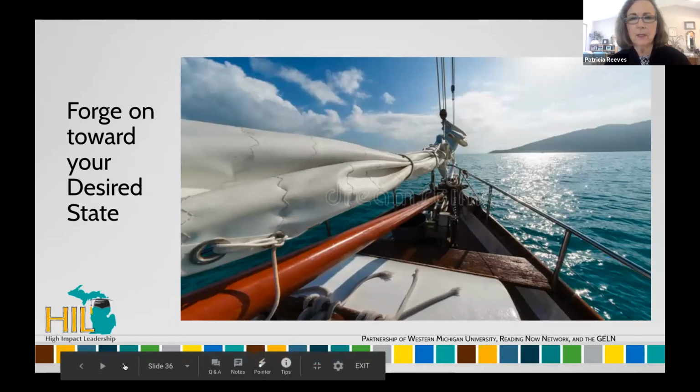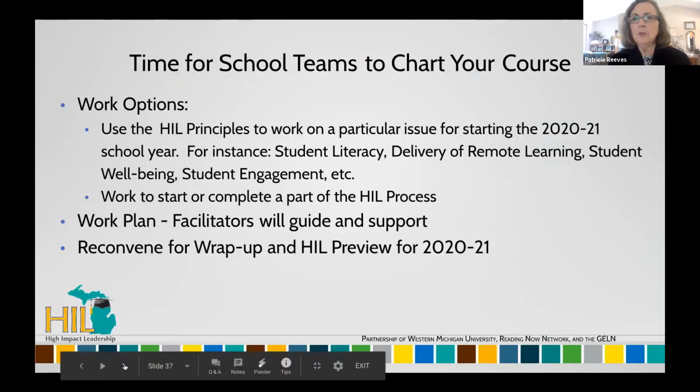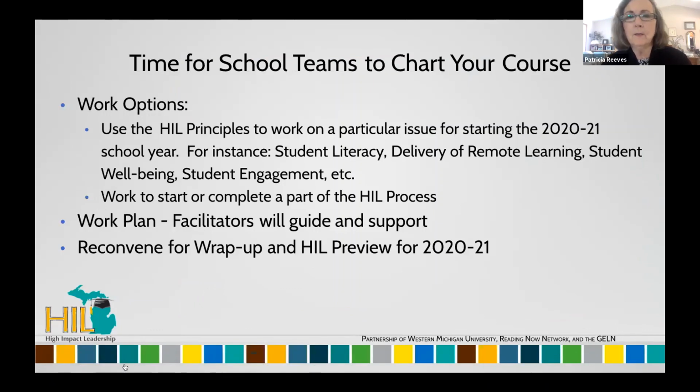So I'm going to turn you over to Derek in a minute, and he's going to give you a chance to go into your breakout groups and think about all this. Think about what's most important for you to focus on right now. And then work with your HIL facilitator to think about how you can use the HIL principles to make sure that the work you're doing on the things that are important to you right now actually gets you the outcomes you're looking for.